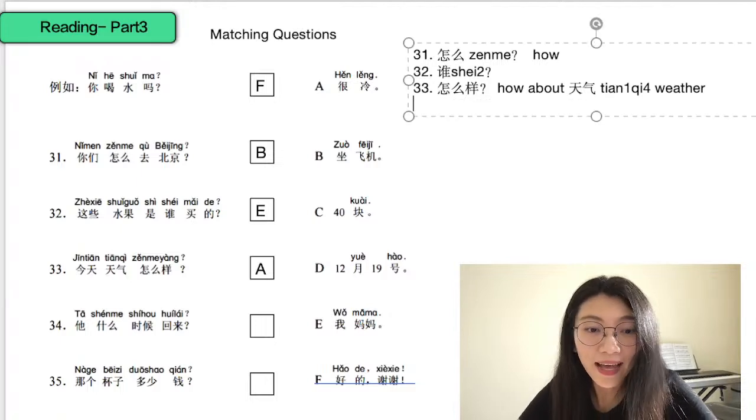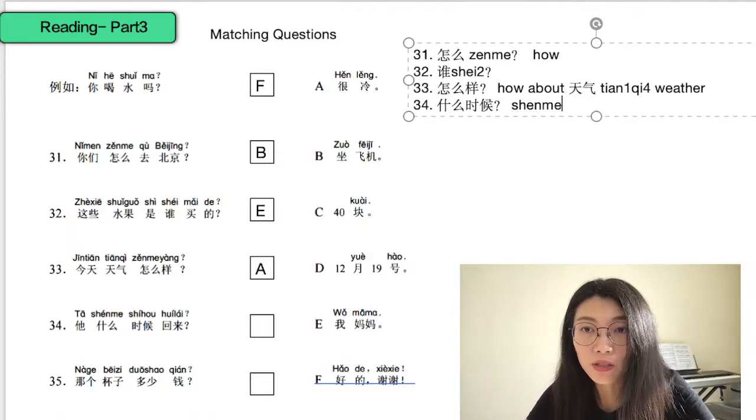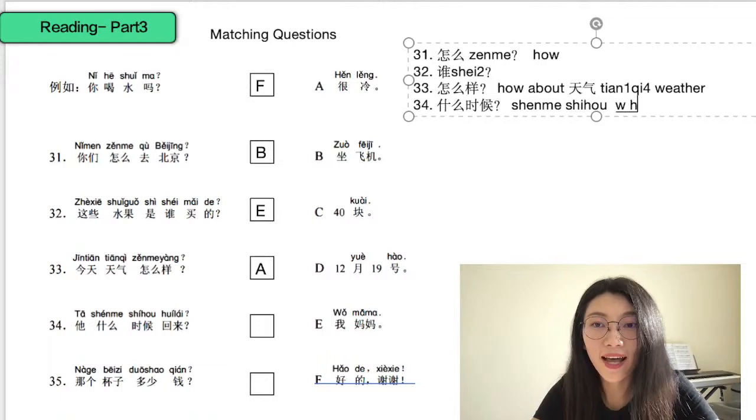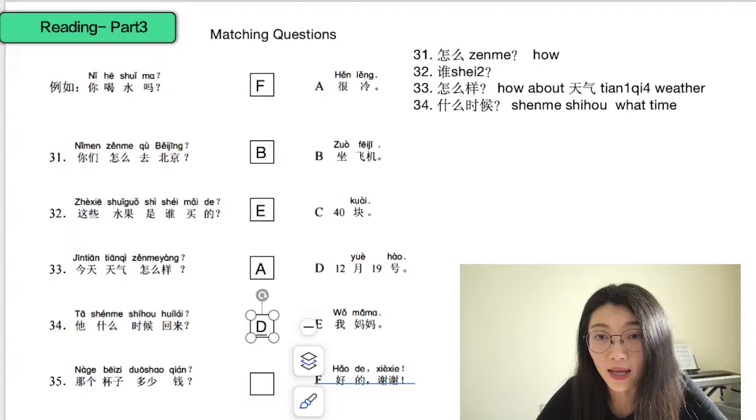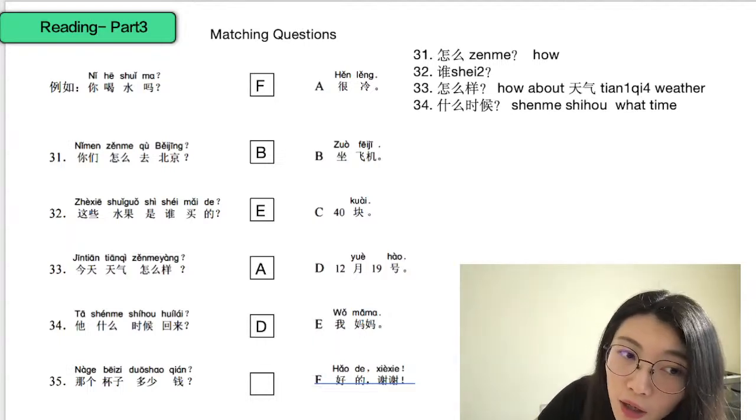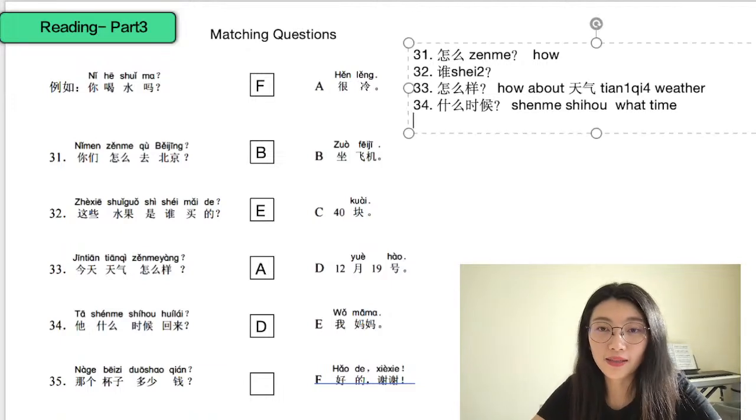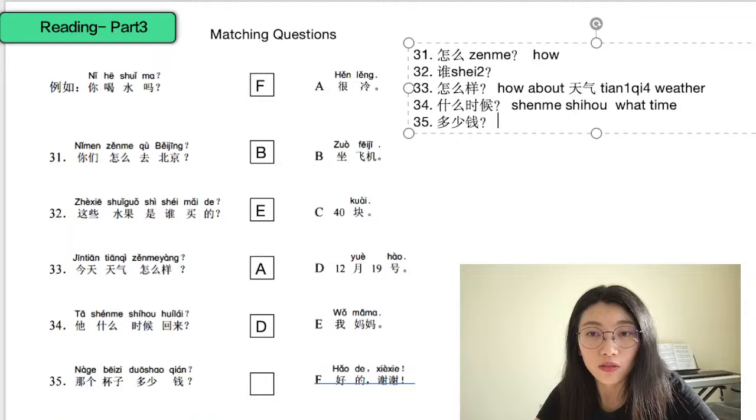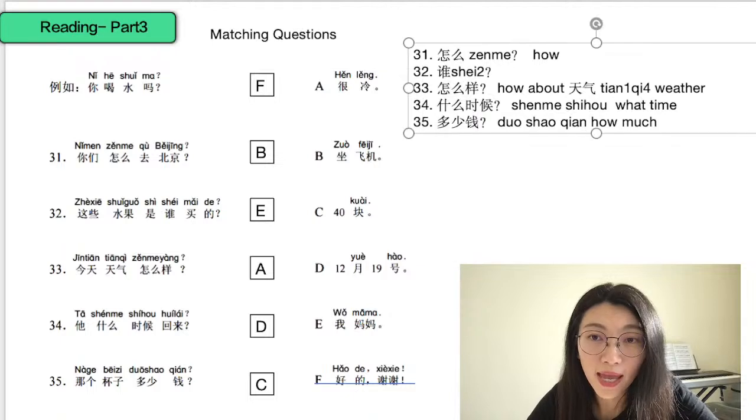34. 他什么时候 What's the meaning? 什么时候 is about what time? 时候 is time. So we know that it is either time or date. So we know it's B. It's 12月19号. 19th of December. 35. 那个杯子多少钱? Okay, the question is 多少钱? How much? Here, ask money. So we know which one? 40块. 块 means RMB, or 40元 is the same.